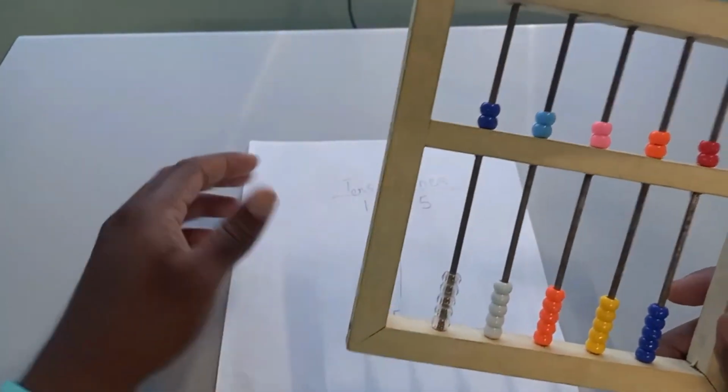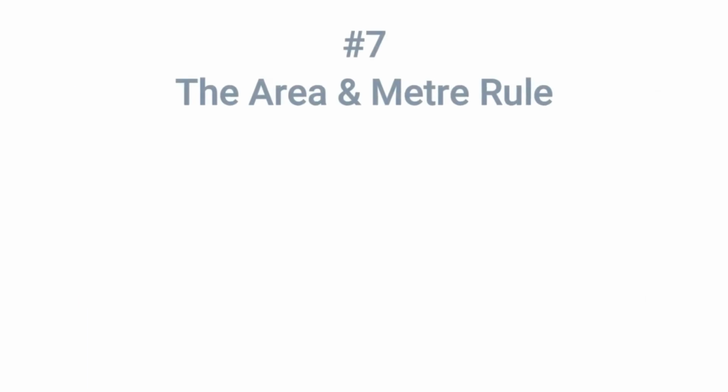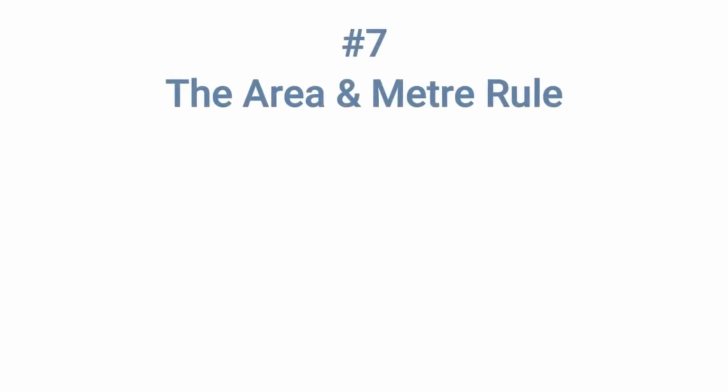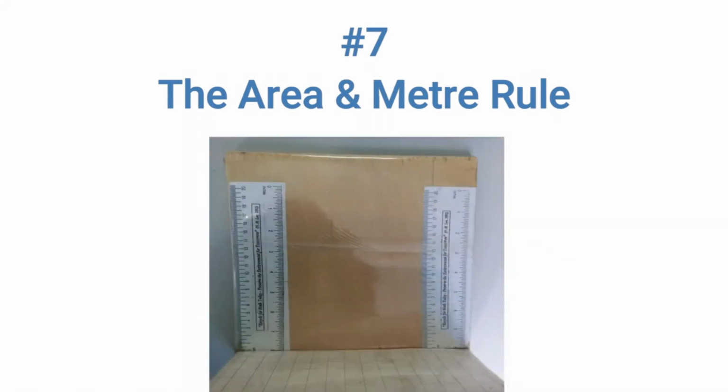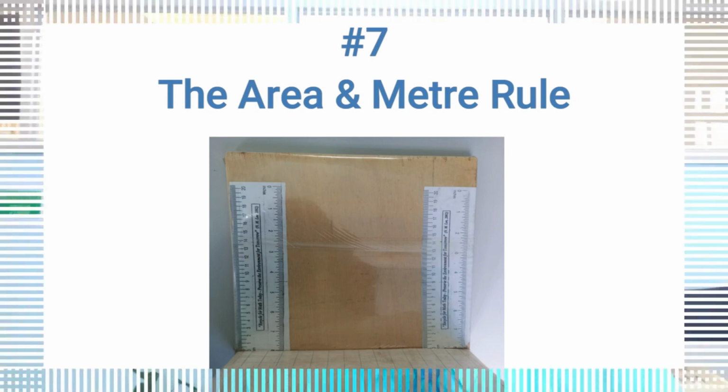Now let us move on to our next manipulative on the list. Now the 7th manipulative that is on our list here is what I call the area and meter rule. As the name suggests, this is a very useful tool to measure area and length, even perimeter, etc. Right? It can also be employed to ascertain the volume of a solid, right, or a 3-dimensional shape.